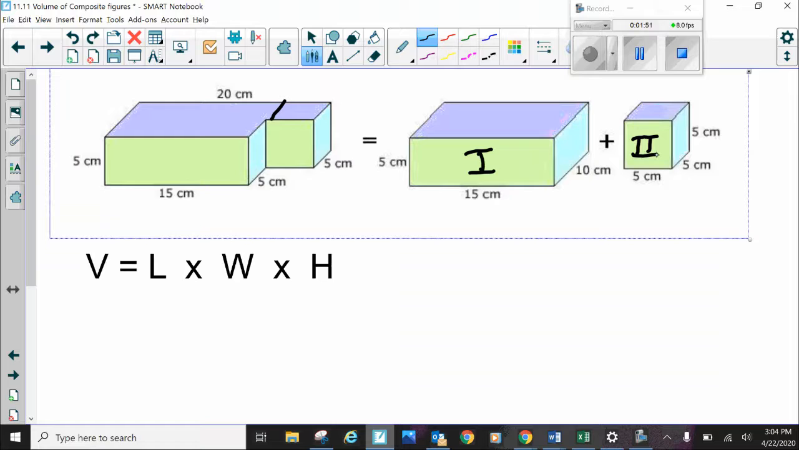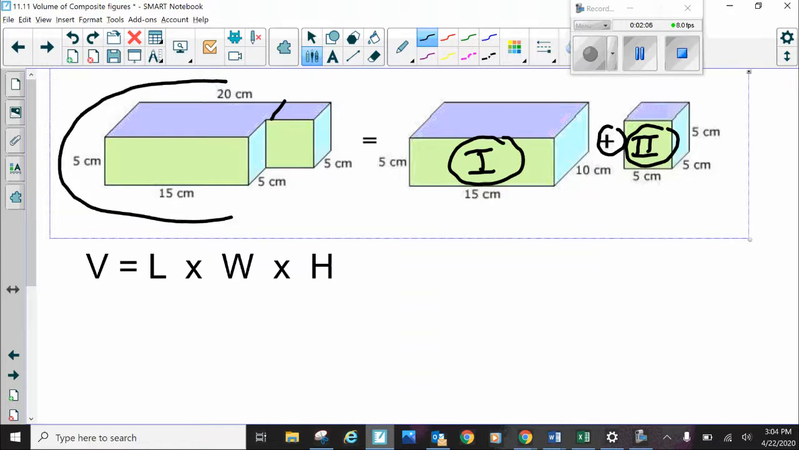All right, and by breaking it up into those two rectangular prisms, we can actually then find the volume of rectangular prism 1, find the volume of rectangular prism 2, add them together, and that'll give us the volume of the composed figure, of this large composed figure. That's what we're going to do. So let's get started on that.